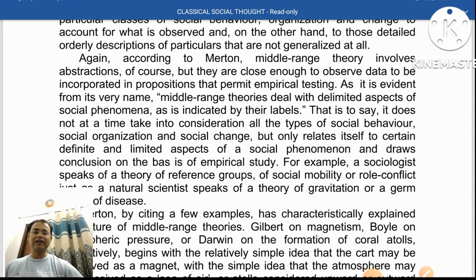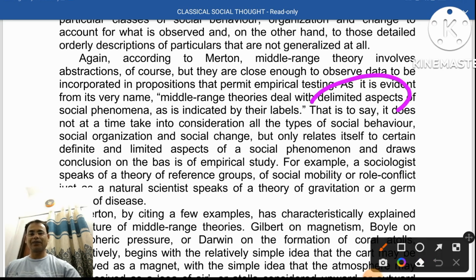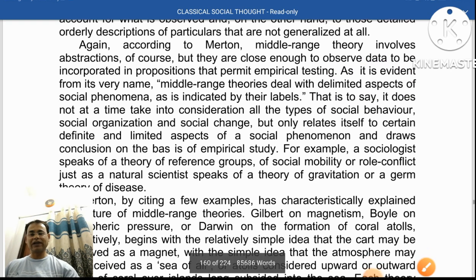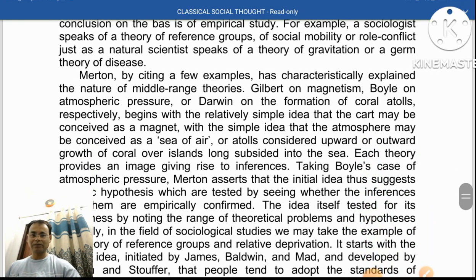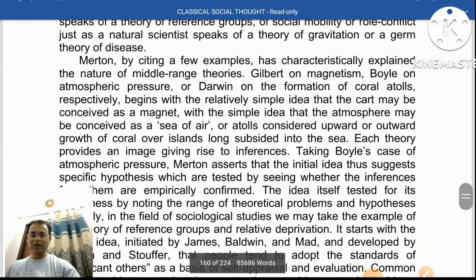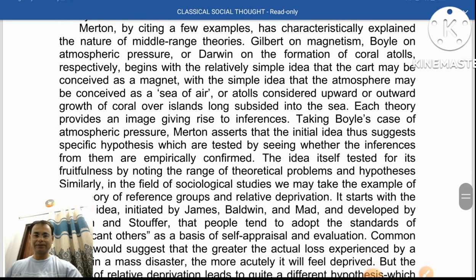Middle-range theory delimits aspects of social phenomena, as is indicated by its label. That is to say, it does not at times take into consideration all the types of social behavior. Merton, by citing a few examples, has characteristically explained the nature of middle-range theories.